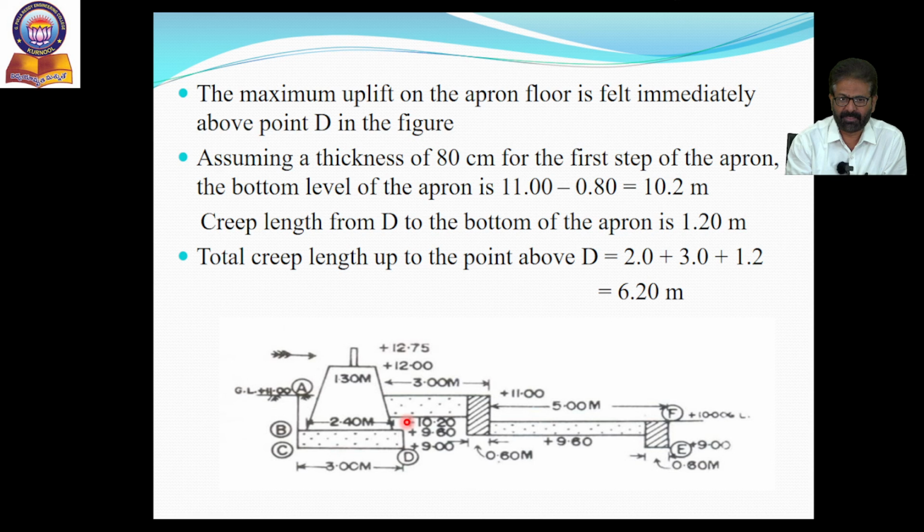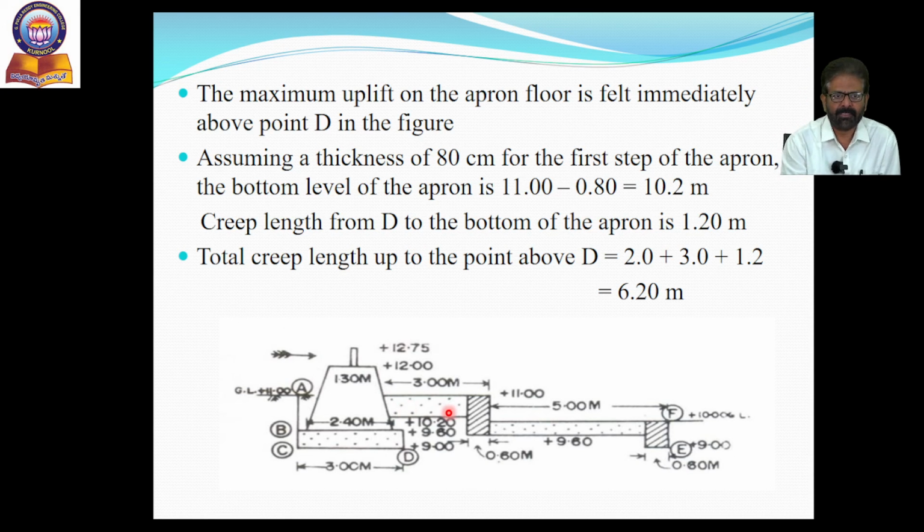This is one of the important salient points regarding this structure, the point where the maximum uplift is experienced immediately on the downstream of the structure, so above the D. Suppose it is our floor, bottom of the floor, immediately above this point D, here the uplift pressure will be maximum. Now, as part of the design, let us assume a certain thickness. As usual, design means we have to assume first, and then we should check that the assumed thickness is safe or not. Accordingly, in the present case also, assuming a thickness of 80 centimeters, 0.8 meter, for the first step of this apron.